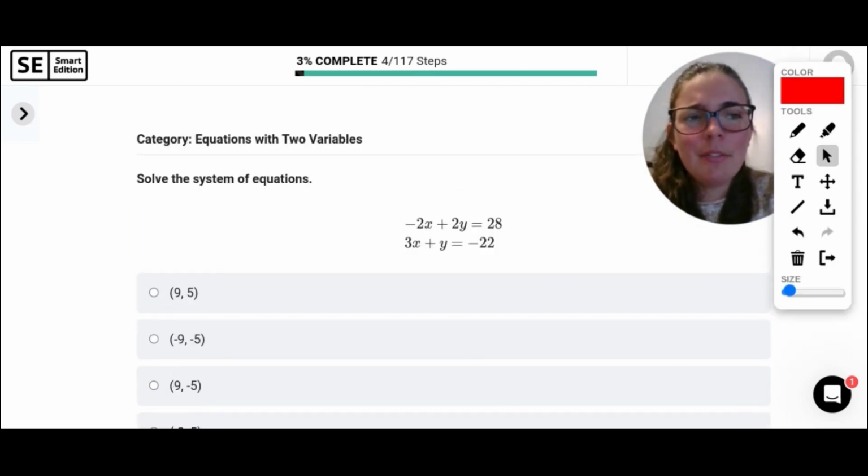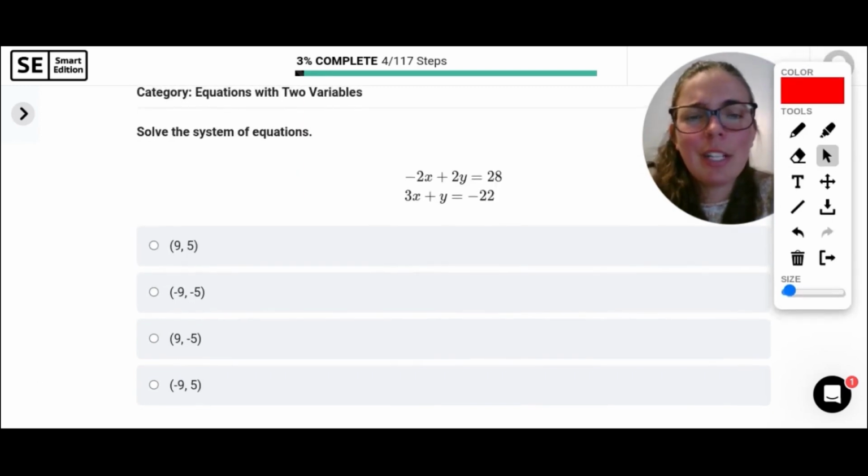All right, let's solve the system of equations. Negative 2x plus 2y equals 28, and then 3x plus y equals negative 22. So in order to solve this, we have to choose substitution or elimination. I'm going to go with elimination, and I'm going to multiply this bottom by negative 2 to get my y's to cancel out.